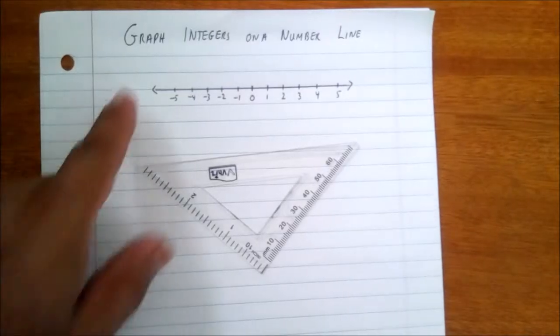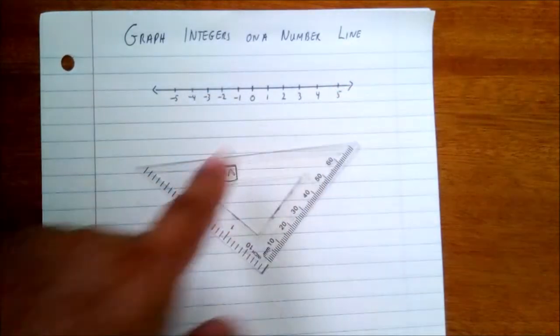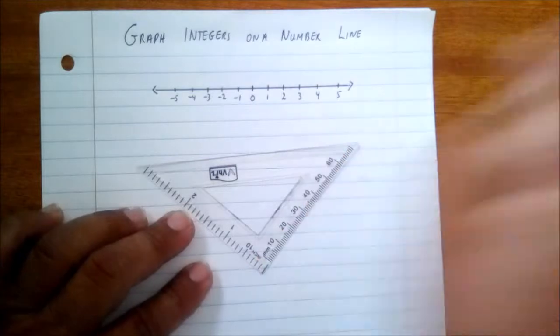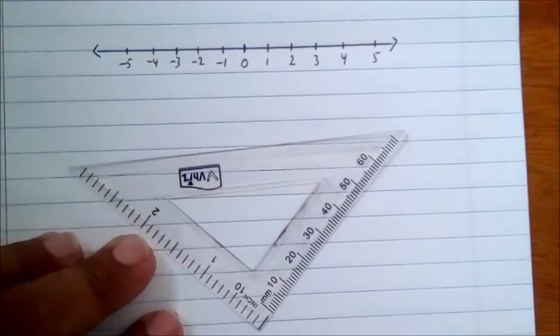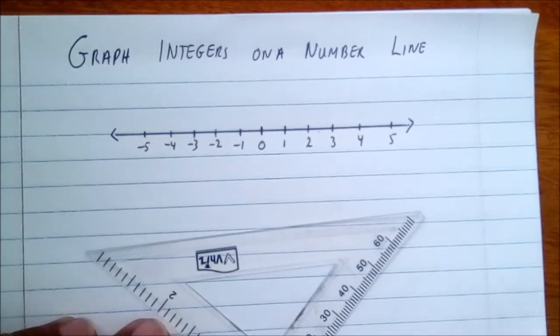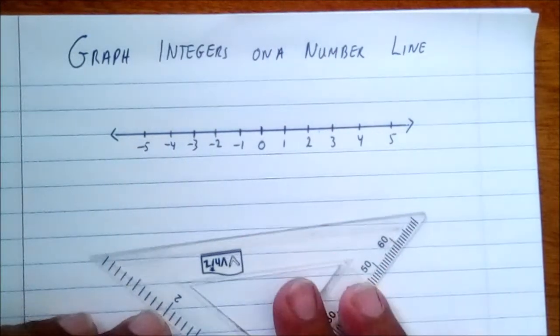Okay, so here we're going to graph integers on the number line. What's a number line? This is a number line. Let me zoom in so you can see it much better. That's a number line. So we're going to learn how to graph integers on a number line. Remember, it's integers that we're working with.